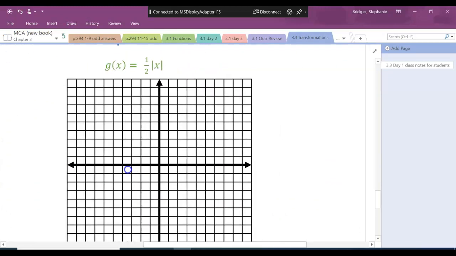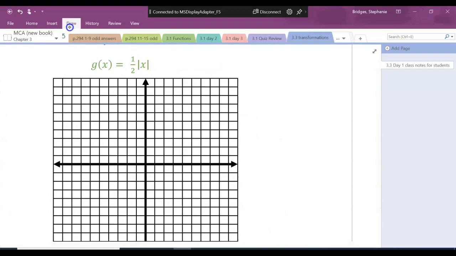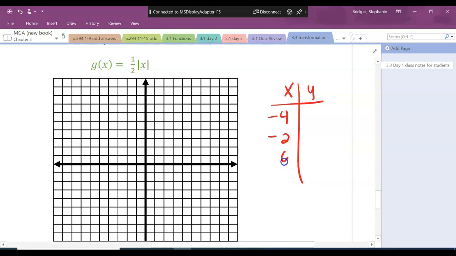Now, when we do this next one, what's in front of my absolute value this time? A 1/2. So should I be a little bit more particular about what kind of numbers I choose? Which ones multiply by 1/2 pretty well? Which ones are divisible by 2? Even, right? So on this one, I want to choose some even numbers. So I'm going to do -4, -2, 0, 2, and 4. I want you to use those values to graph this one, and let's see what happens here.